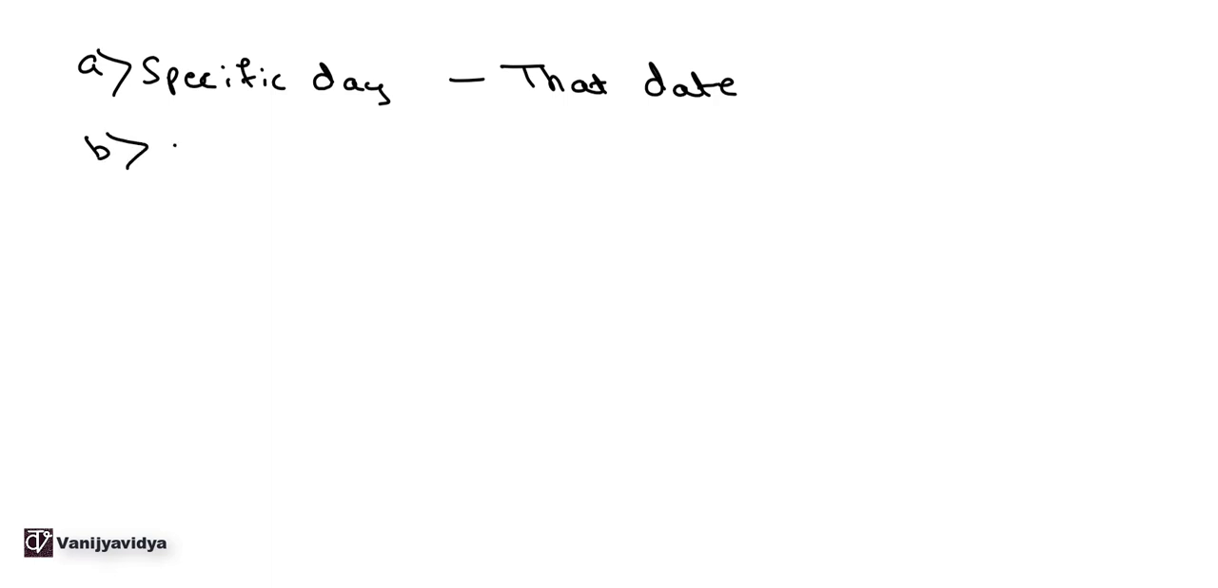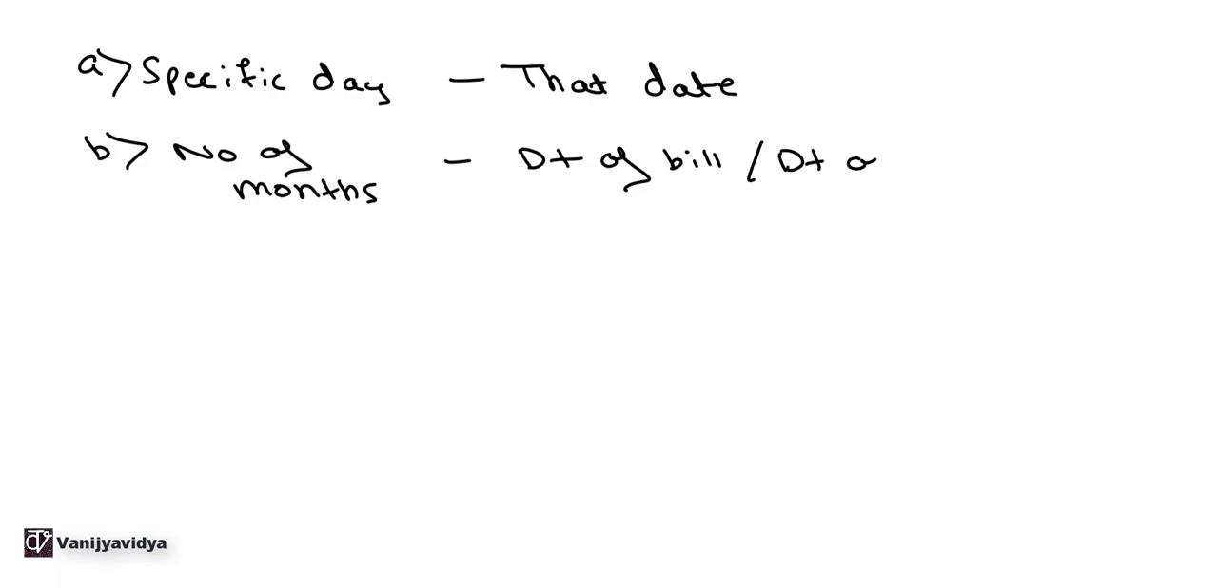Then when the period is a number of months, the due date will be calculated. We will add those number of months to the date of bill when it is after date, or to the date when it is accepted if the bill is after sight. Now this after date and after sight will be mentioned in the bill itself. So we will add those number of months to find out the due date.